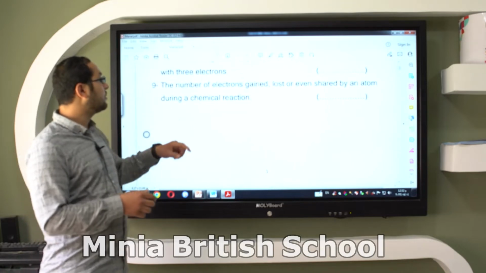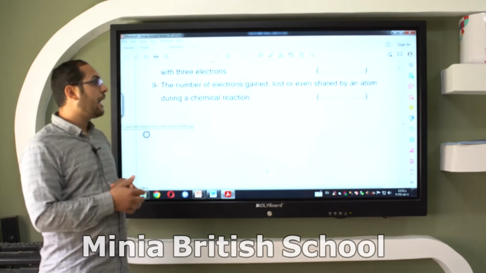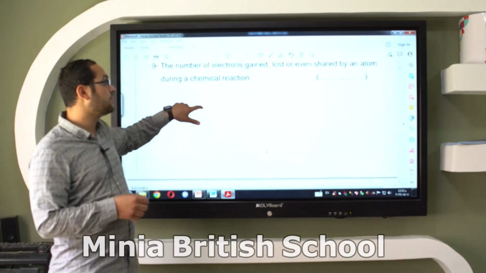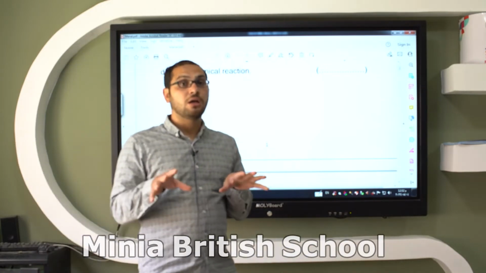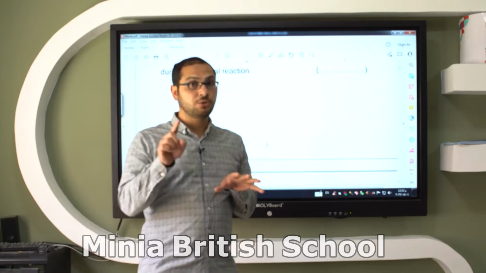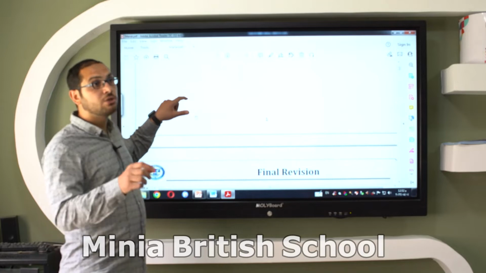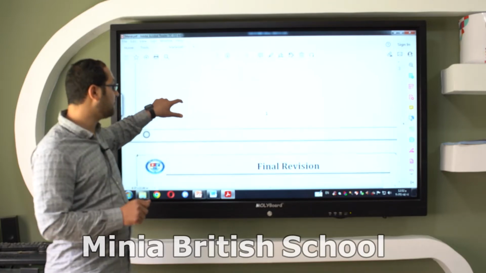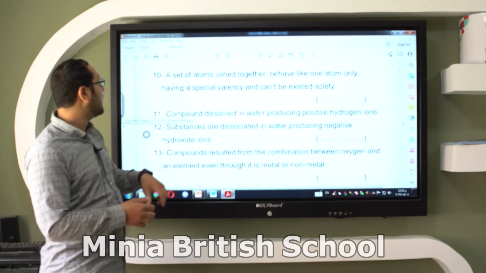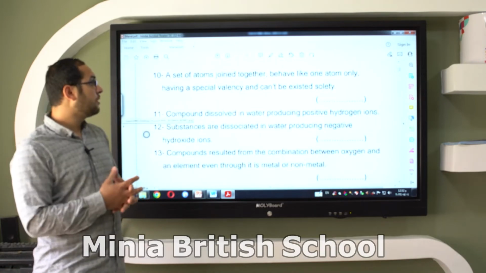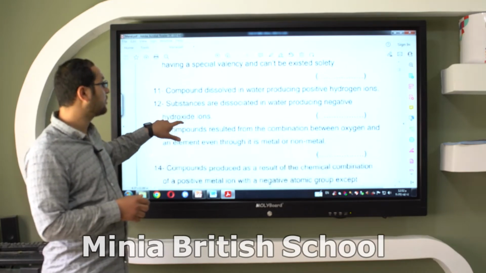Number 9, the number of electrons gained, lost, or even shared by an atom during the chemical reaction. This is the valency, and you must keep all the valencies of elements in your book, because this is very important to write the chemical formula. A set of atoms joined together that behave like one atom is the atomic group.